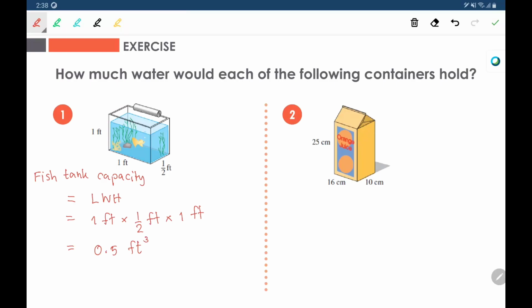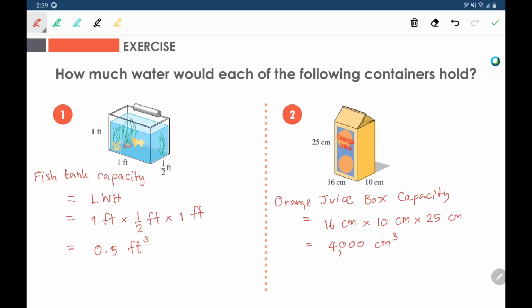Exercise number 2 is the orange juice box. How much orange juice would this box hold? The capacity is equal to the length of the box, which is 16 centimeters, times the width of the box, which is 10 centimeters, and the height of this box is 25 centimeters. So the product for this box is 4,000 cubic centimeters.